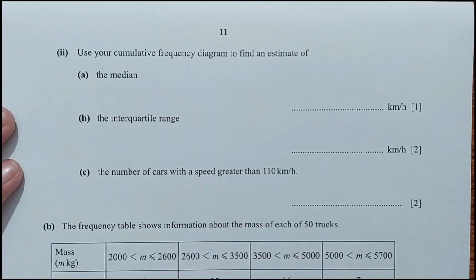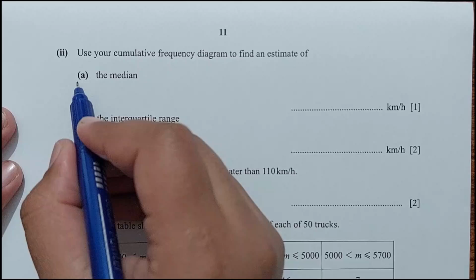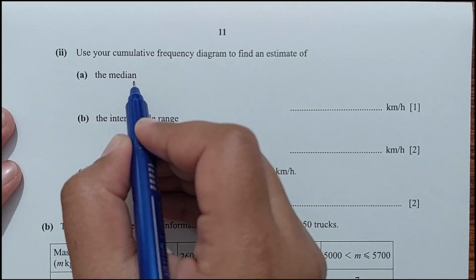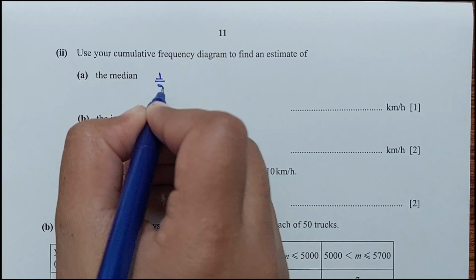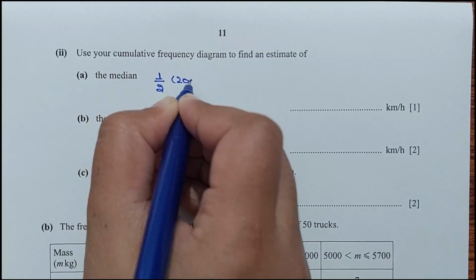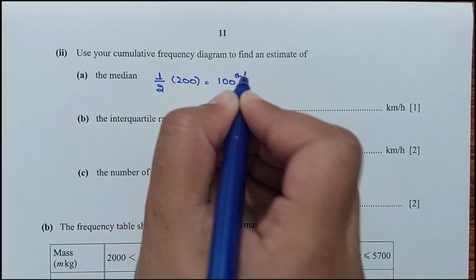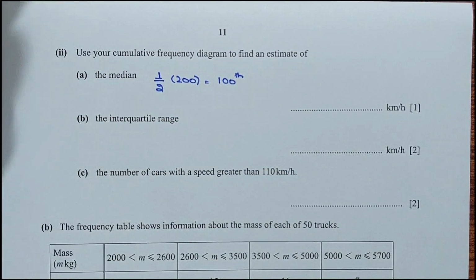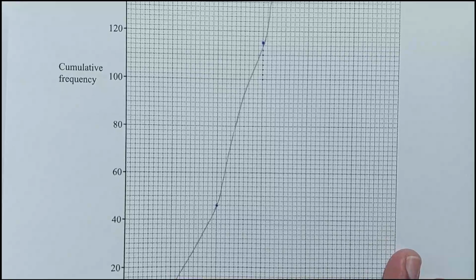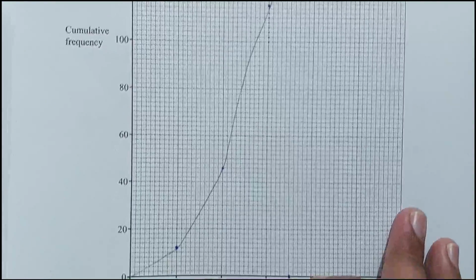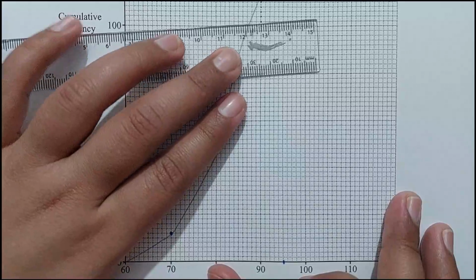Now for the second part, use your cumulative frequency diagram to find an estimate of number A, the median. Median is the middle value. We can say half of 200 cars. Half of 200 means we have to find the 100th value. That would be the median, right? So let me find out the 100th value from the cumulative frequency diagram. As you can see, we have 100 is over here.